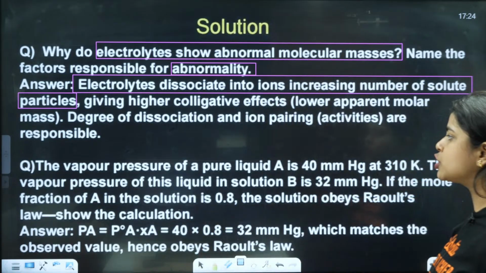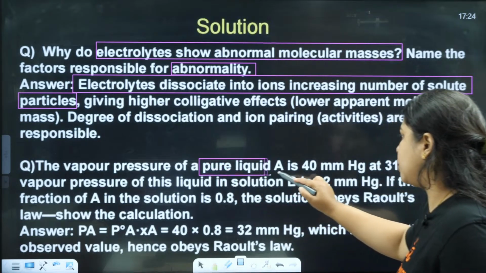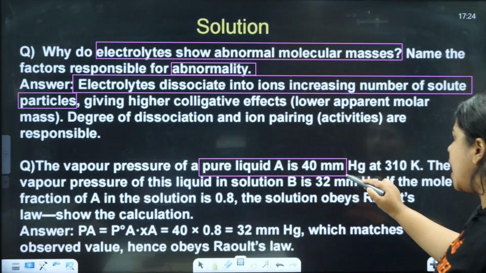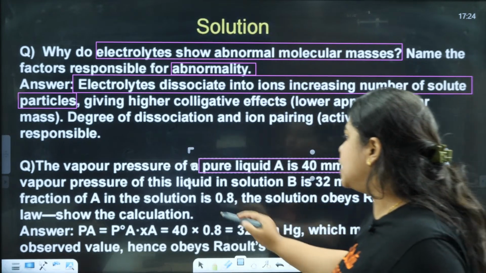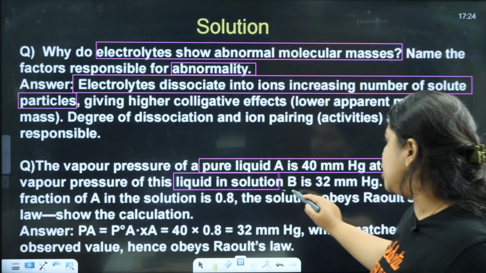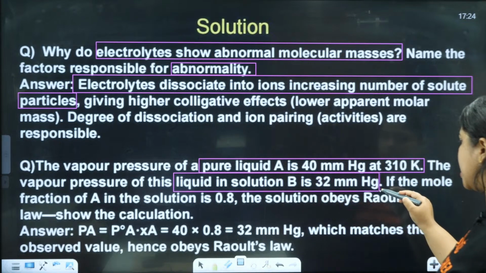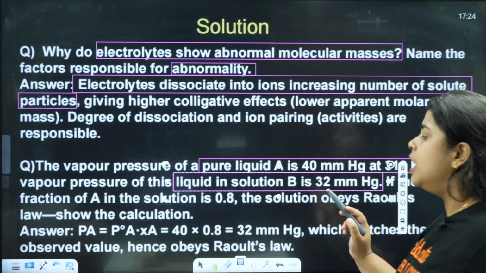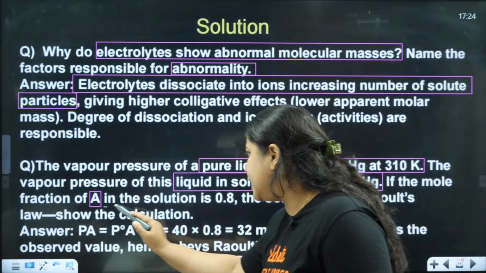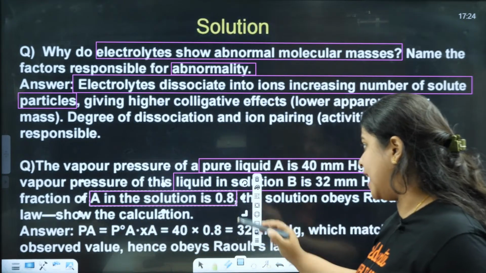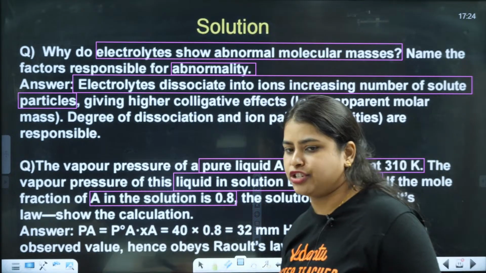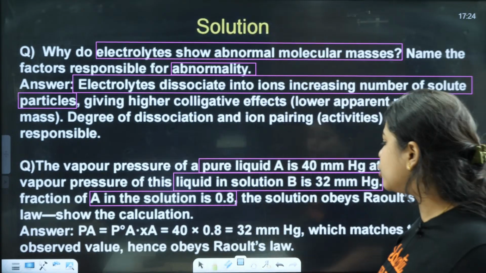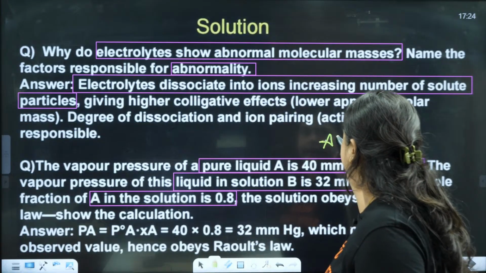Next, the vapor pressure of a pure liquid A is 40 mm of mercury at 310 Kelvin. The vapor pressure of this liquid in solution B is 32 mm of mercury. If the mole fraction of A in the solution is 0.8, show that the solution obeys Raoult's law. They have asked to show the calculation. Such types of calculations they will also ask.